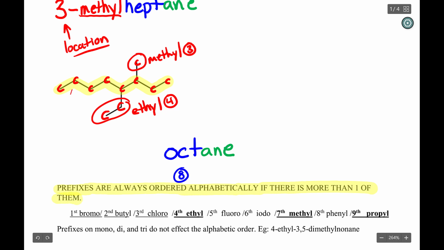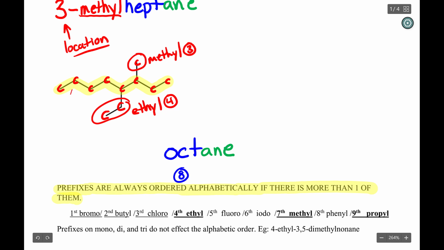So what I've done here is I've included a bunch of different prefixes we may come across in this course, and I've ordered them in alphabetical order. So for instance, if I did have a bromine, it would go bromo first. A butyl group would have 4 carbons. Chlorine, chloro group. The first one we hit that we come across a lot is ethyl. Ethyl, E comes before M, methyl. And so when I write the name, ethyl has to go first.